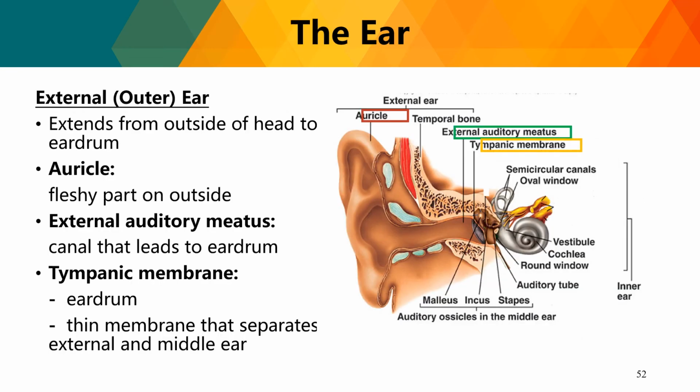So next is the ear. The organs of hearing and balance are located in the ears, and each ear is divided into three areas: the external ear, the middle ear, and the inner ear. The external ear or outer ear extends from the outside of the head to your eardrum. The first part is your auricle, which is the fleshy part on the outside. Then you will see the external auditory meatus, which is the canal that leads to your eardrum. And then you have your tympanic membrane or the eardrum. It is a thin membrane that separates the external and the middle ear.